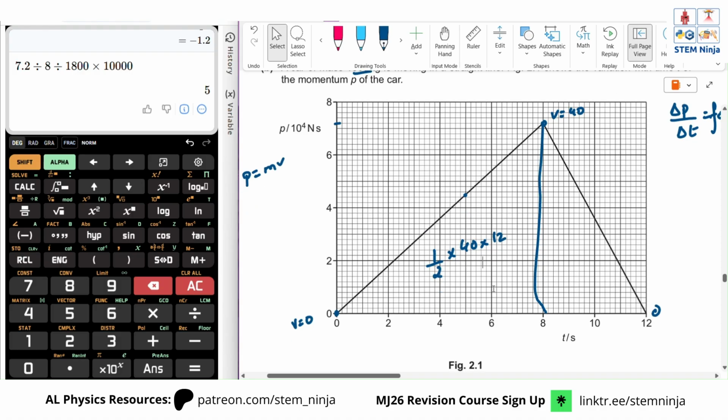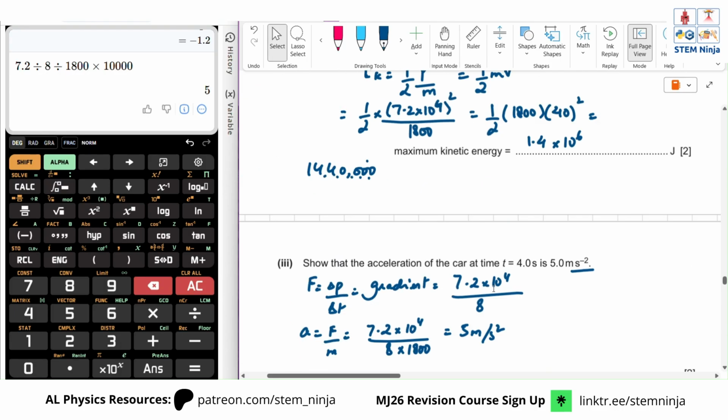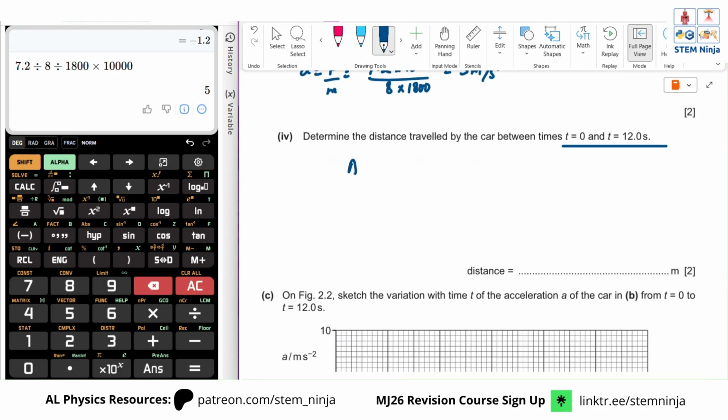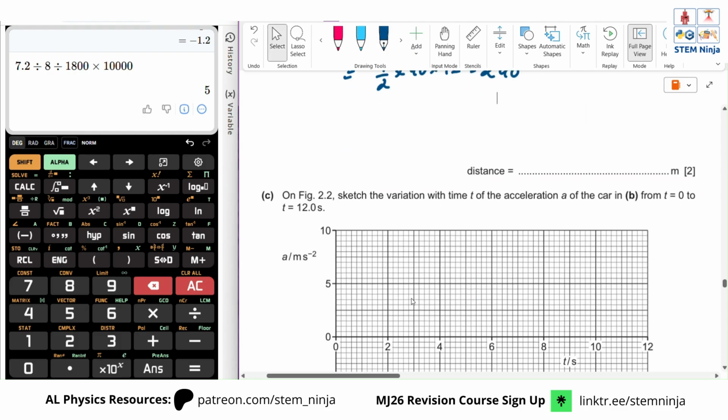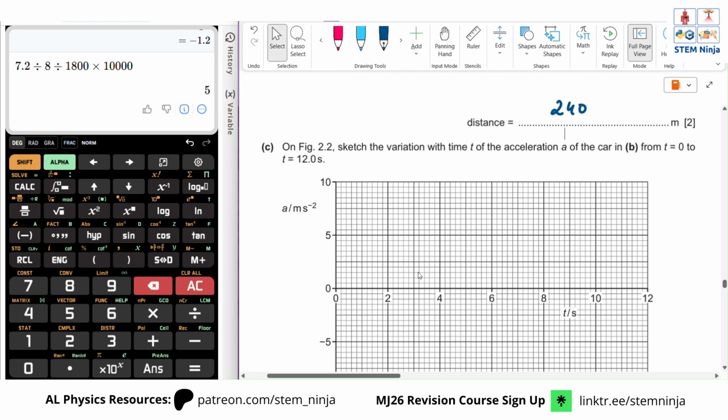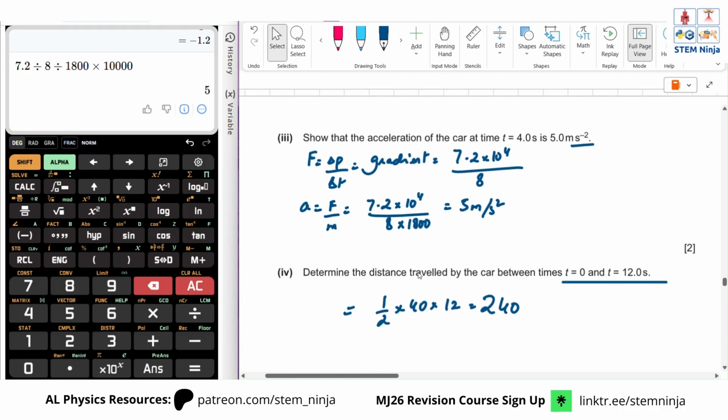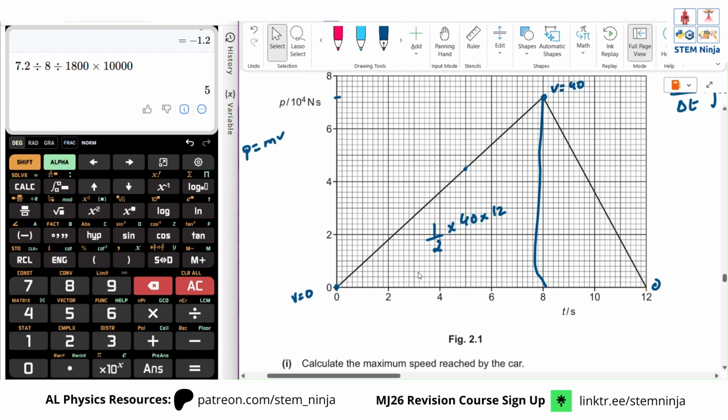40 times 6 is 240, so half times 40 times 12 is going to be 240 meters. On figure 2.2, sketch the variation with time t of the acceleration a of the car from t equal to 0 to 12 seconds. The acceleration of the car at 4 seconds is this.